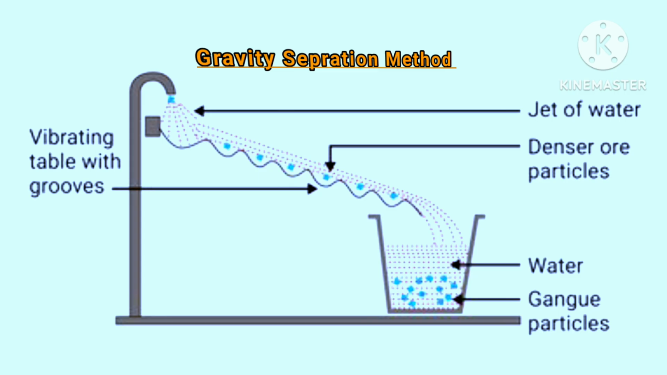There is a vibrating table with grooves and a jet of water. The denser ore particles are present at the bottom, while water separates the gangue particles. It means that we are able to separate the matter particles from the ore concentration by the principle of gravity of that particular particle.